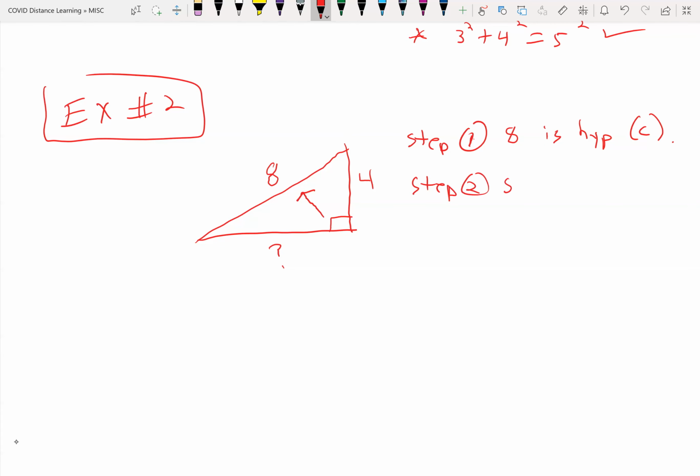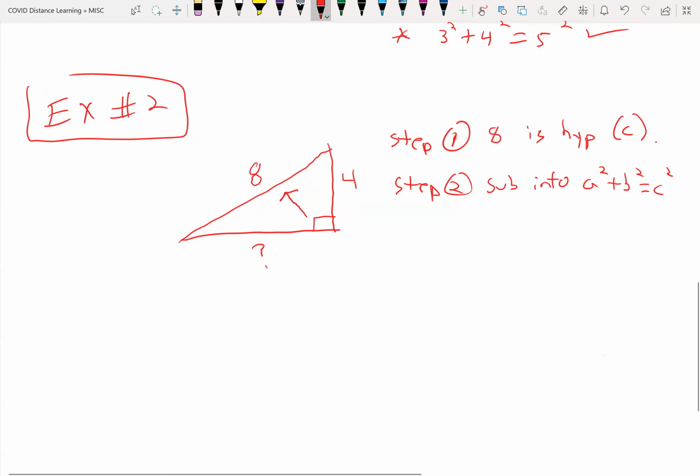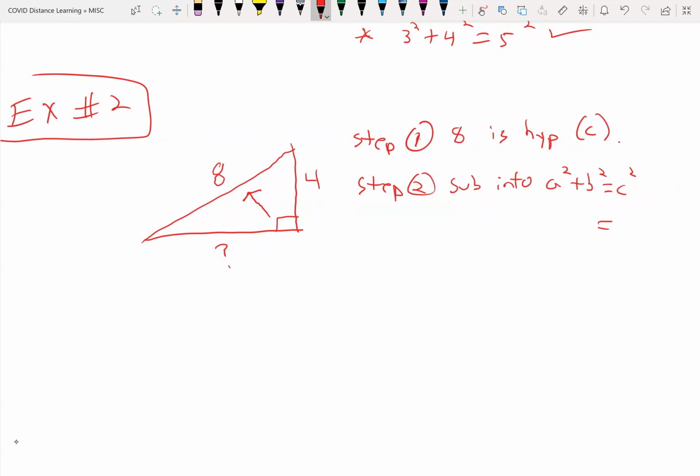Step 2, we're going to sub into A squared plus B squared equals C squared. All right. Well, we know C. C is 8. That's going there. 4 is either A or B. Does it matter which one? Nope. No, because addition is commutative. Order doesn't matter. I'm going to call it A. B is my question mark. I'm going to leave it as B this time. I could call it question mark, but I could also leave it as B. It's an arbitrary variable. Is everybody okay how we got from this line to this line? Mm-hmm. Okay.